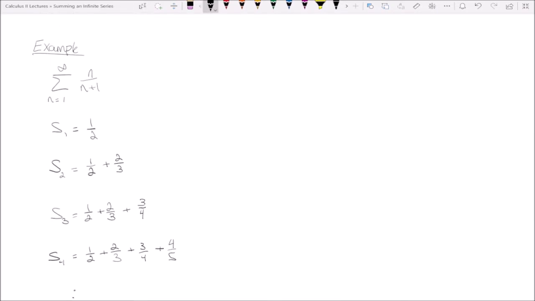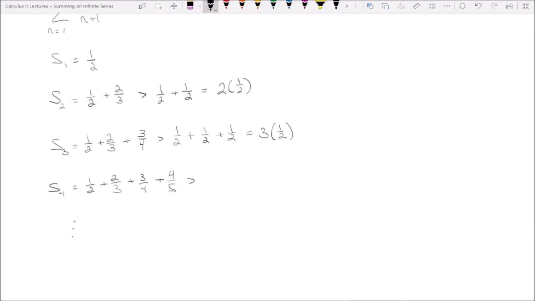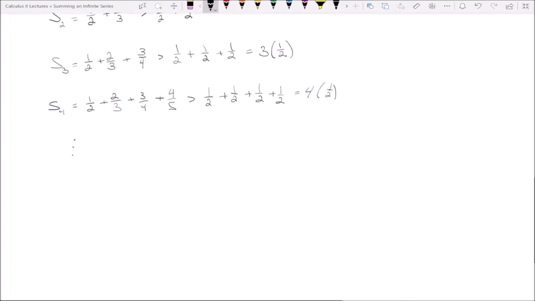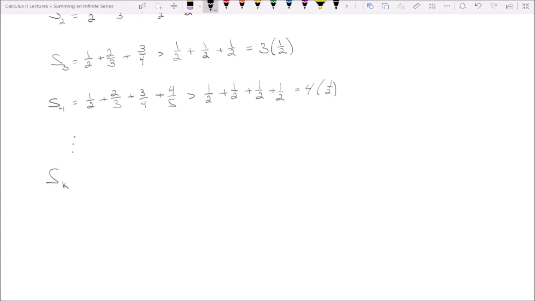However, notice that the second partial sum will be greater than a half plus a half, because 2/3 is larger than a half. The third one will be greater than a half plus a half plus a half, so 3 times a half. The fourth one is larger than a half plus a half plus a half plus a half, or 4 times 1/2. So in general, the kth partial sum would be larger than k times 1/2.